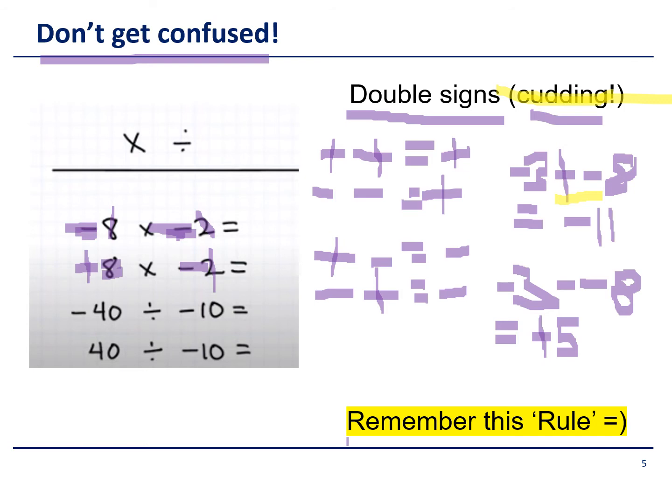So it's really important that we remember the rule when we're looking at our examples and our questions soon, that we notice when the symbols are cuddling, what symbols they are and what answer that must give. And remember, if it's the same symbol, it's a positive, and if it's different symbols cuddling, it's a negative answer, okay?